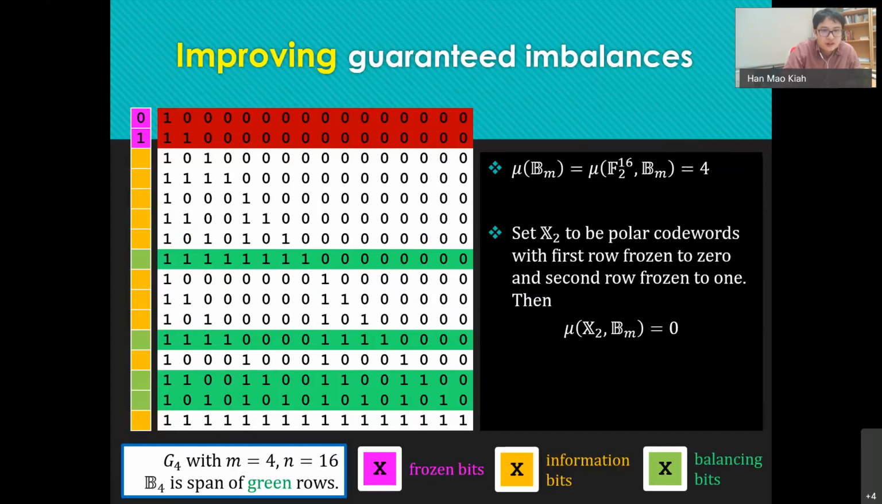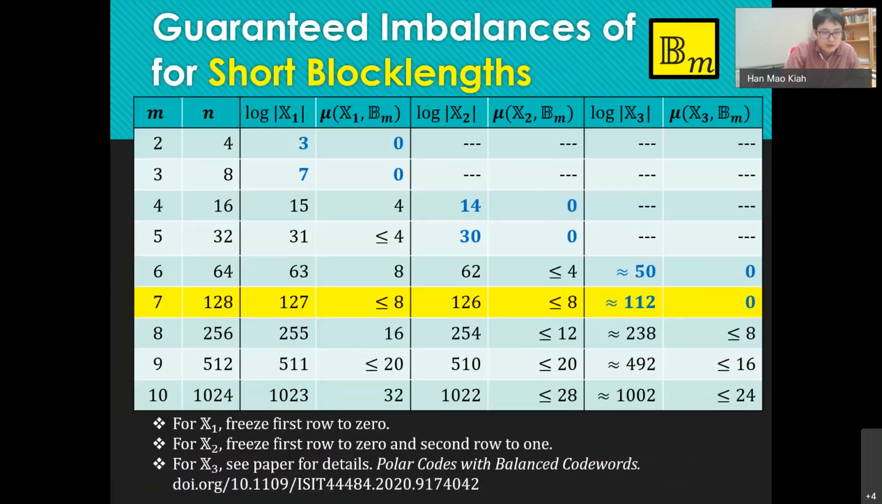In our conference paper, we actually played with this idea by freezing various combinations of the bits, and here is a summary of the imbalances that I achieved. As you can see, for n up to 128, or rather m up to 7, we can actually achieve imbalance of 0 by doing the suitable adjustments.